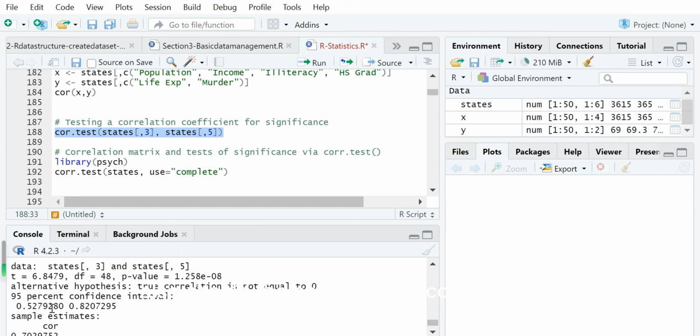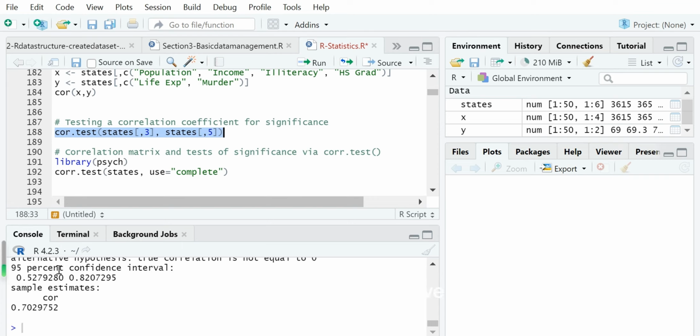It also shows the 95% confidence interval of the correlation coefficient. Because if we test again with other data of these two variables, it may come with a different correlation coefficient, not necessarily equal to this value, 0.70, right? So there is a confidence interval. If you test 100 times, about 95% of the time the interval will cover the real correlation coefficient. So this is the confidence interval, between 0.52 and 0.82.